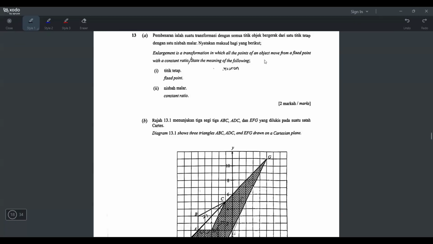All right, enlargement got two main important pieces of information. One is the fixed point, one is the ratio, right? And the fixed point, we call it the center, right?